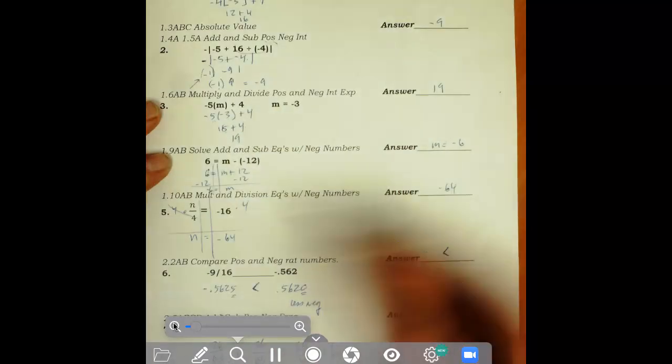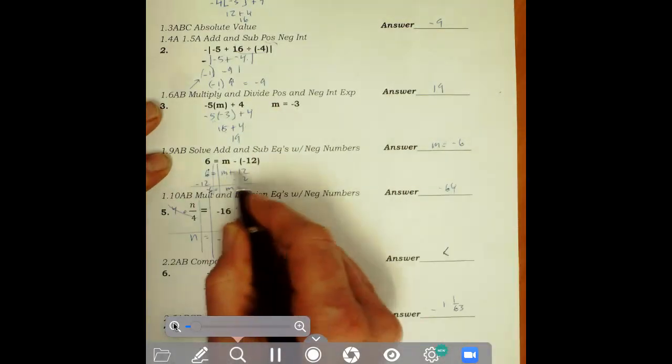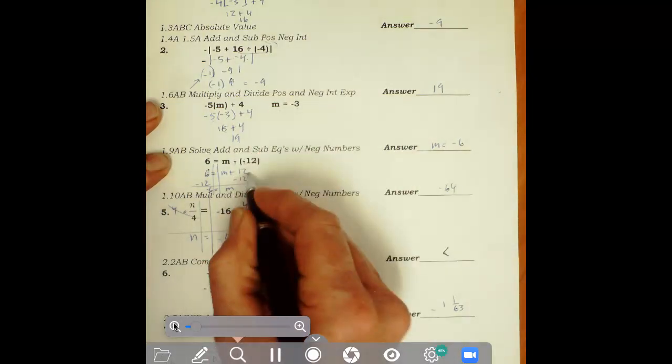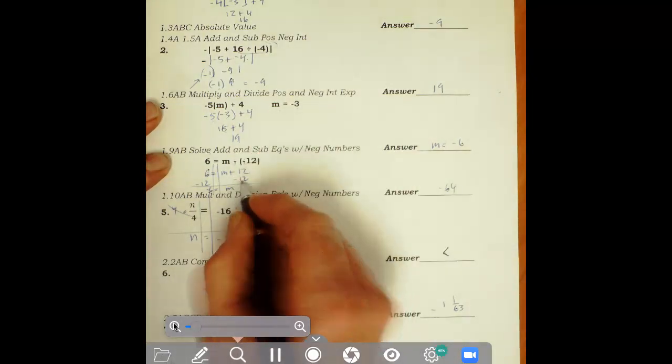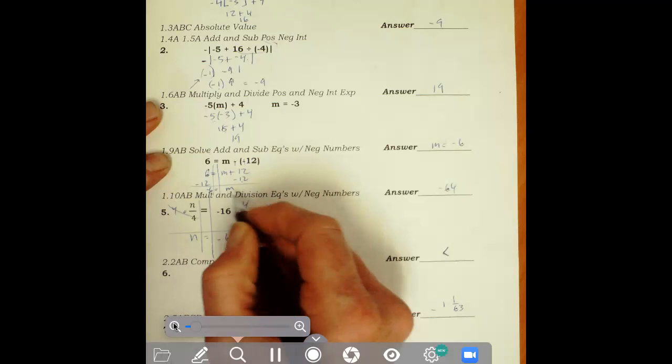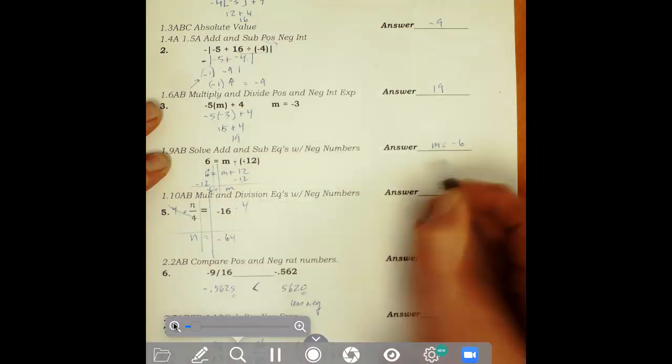This one here, this is a double shot. So you really have m plus 12. You subtract 12 from both sides. 6, positive 6, and a negative 12. That's a negative 6. Those are different signs. M equals a negative 6.